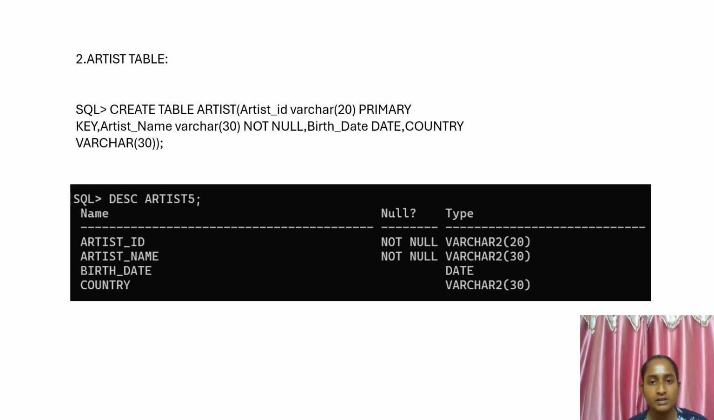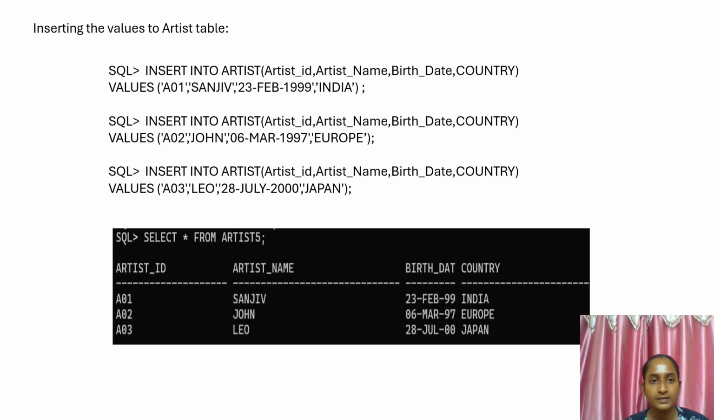This is the structure of the table. And inserting the values into the table. Insert into artist, artist ID, artist name, birth date, country, values: A01, Sanjeev, 23 Feb 1999, India. This is the table of artist.